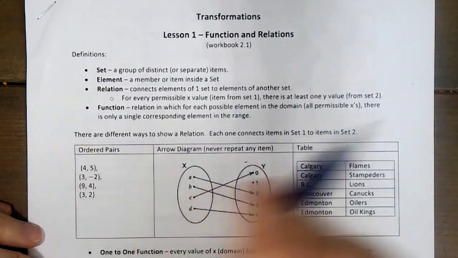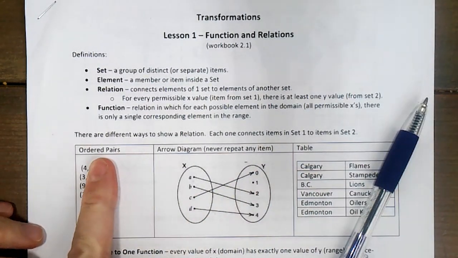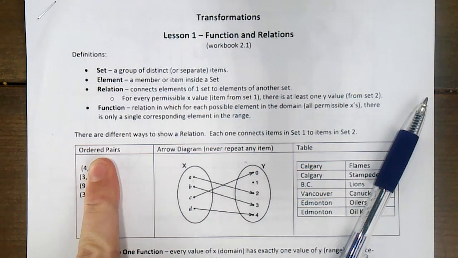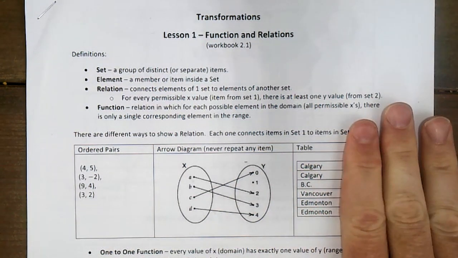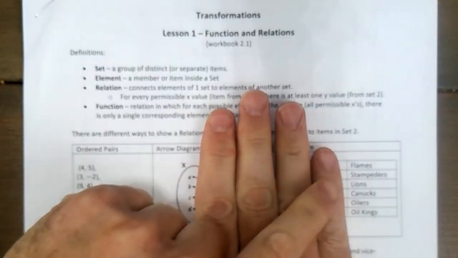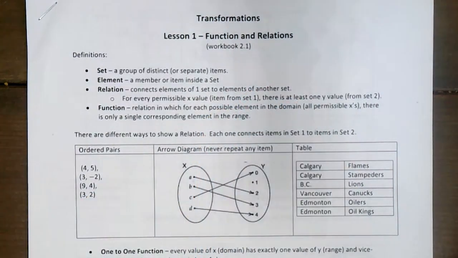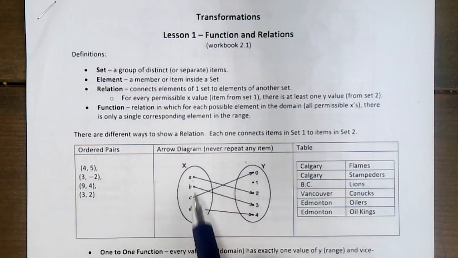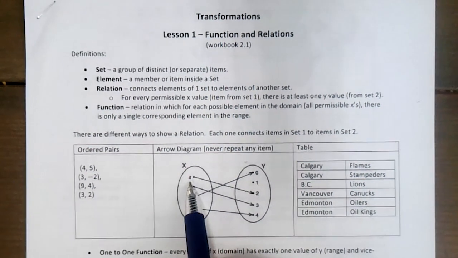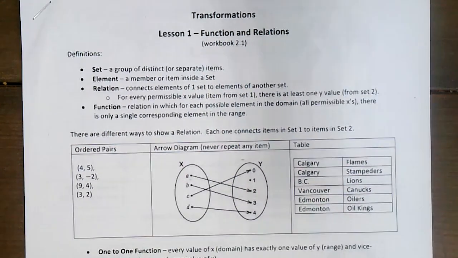This one, set 1, the x coordinates are the first number in the ordered pair. Set 2 is all the y coordinates. For a table, set 1, set 2 is right there. An element is one item inside the group. So A is an element of set X.